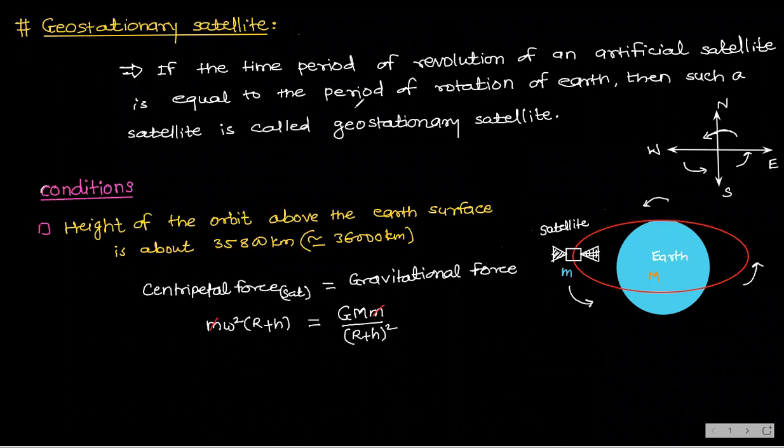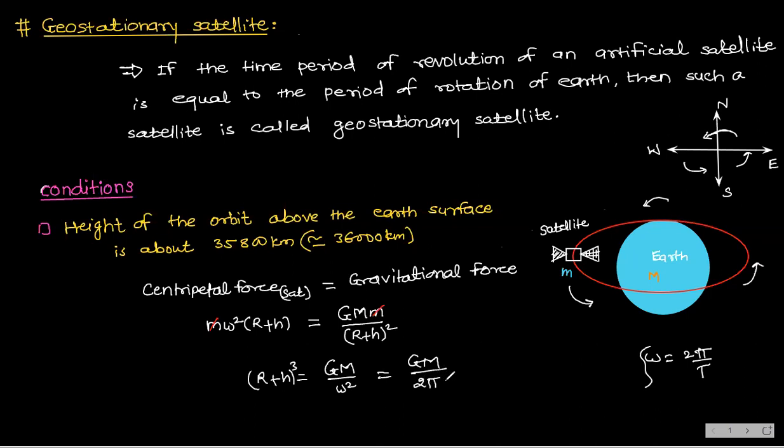Now what am I getting? (R plus h) whole cube is equal to GM by omega square. Now omega is equal to what? 2 pi by T. Substitute. What you are getting? GM divided by 2 pi by T.